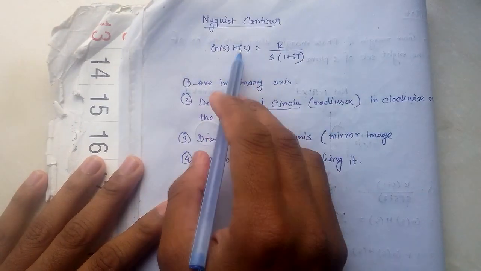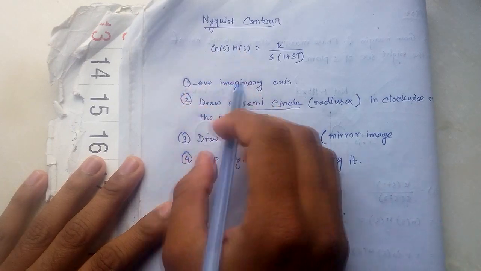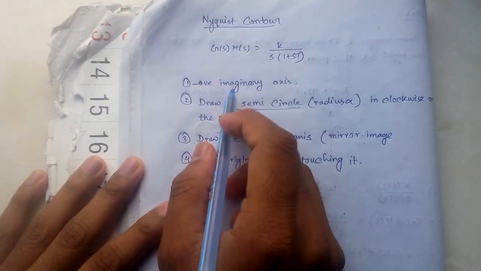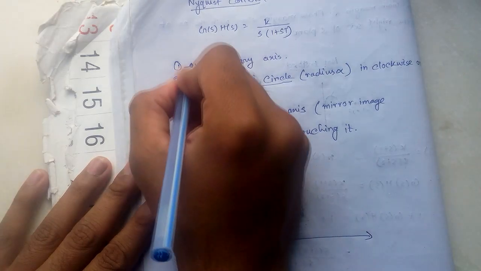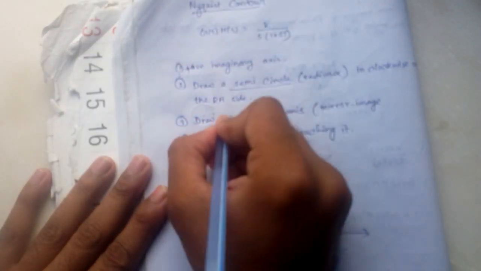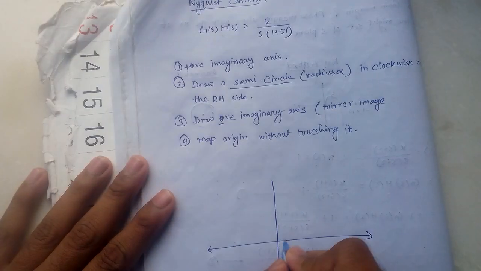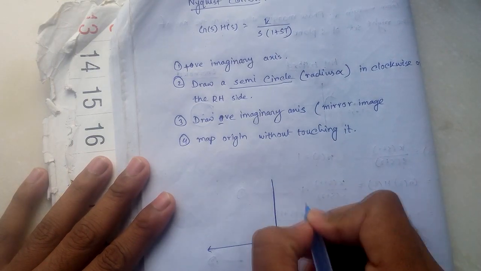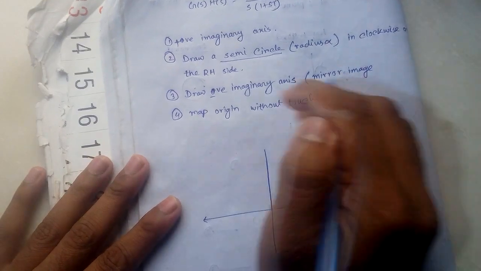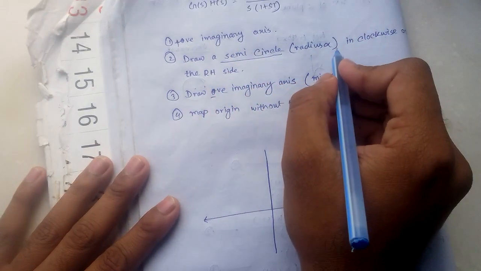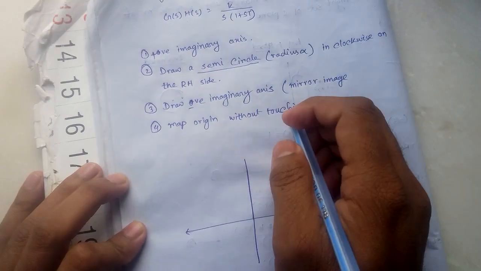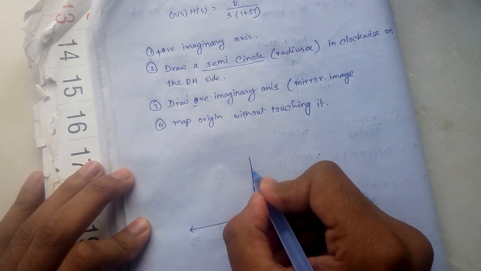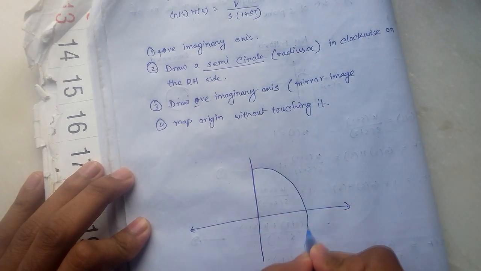Our second point is nyquist contour. Nyquist contour for we have taken one G(s)H(s), that is this, and the process is like that. This will be positive imaginary axis, this will be negative imaginary axis. So at first you have to draw the positive imaginary axis. After that draw a semicircle of radius infinity in clockwise on the RH side. So on the RH side one semicircle we have drawn.